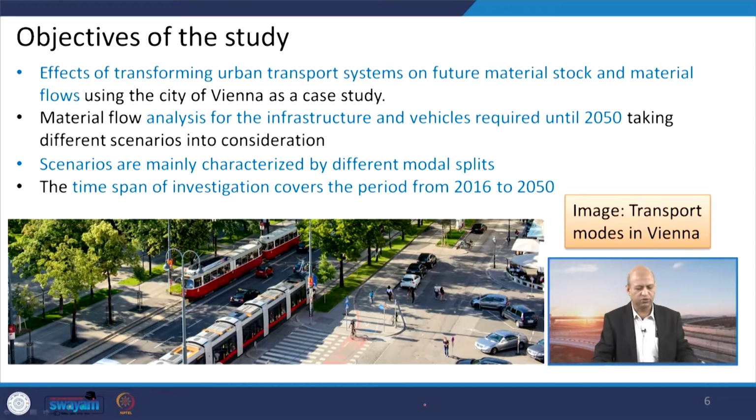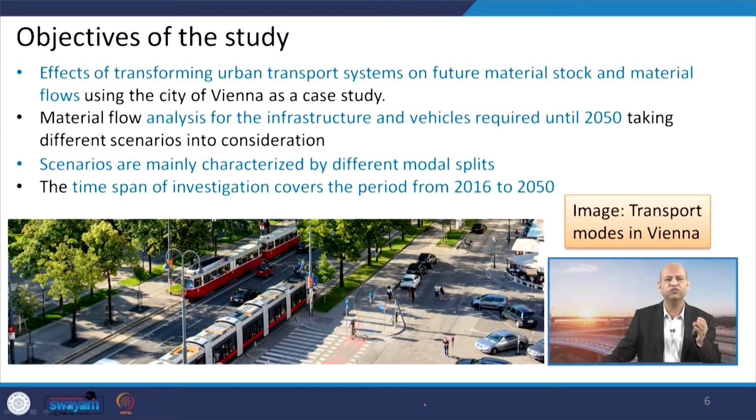So, the objective of this study, basically the purpose, is to see the effects of transforming urban transport systems on future material stocks or flows, using the city Vienna as a case study. That means the city boundary is there, and the material flow within that should be considered, not the regional one. That may be another study, but this particular study is focused only on this boundary condition of the city.